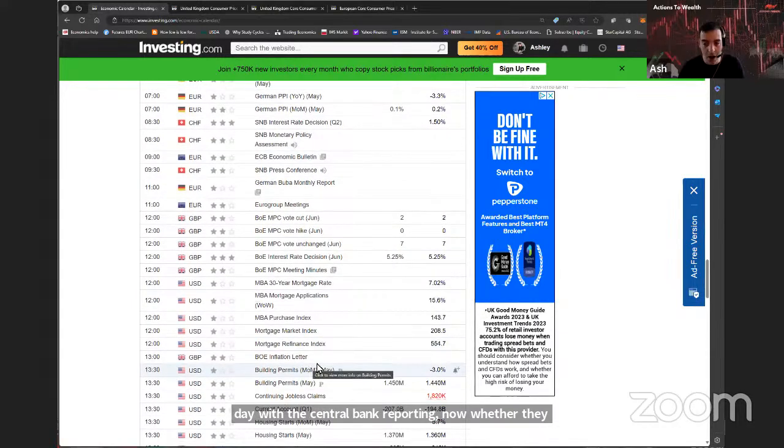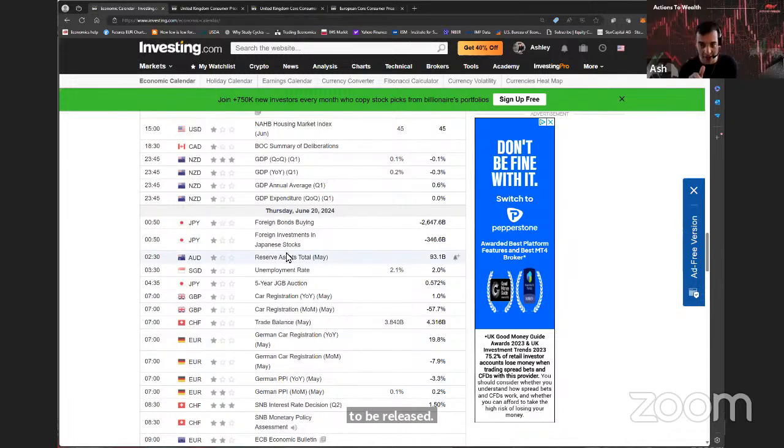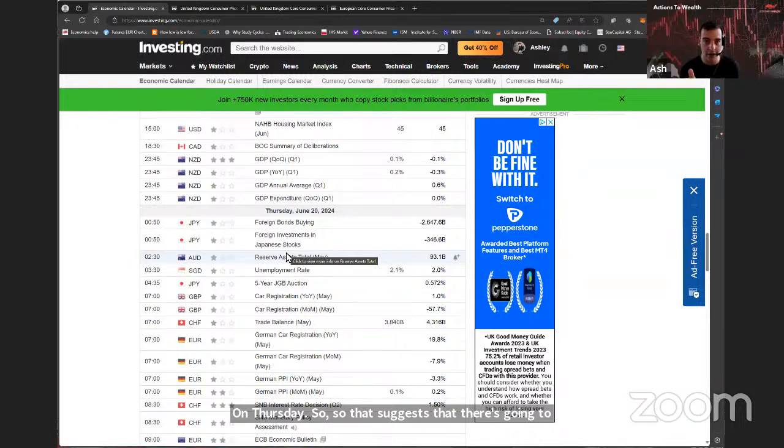However, in my opinion, the market will still react negatively for the pound. So as we approach this number, I think we see selling in the pound, and this is going to be released on Thursday. So that suggests that there's going to be selling on the pound for this week, because even if the number is in line with expectation, that's 2%. That's the target.